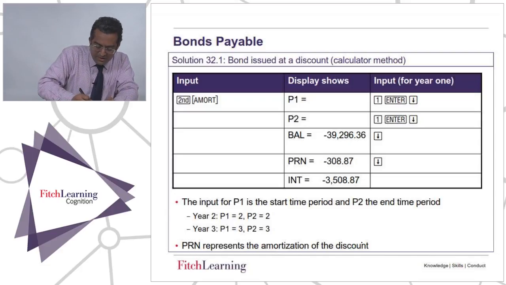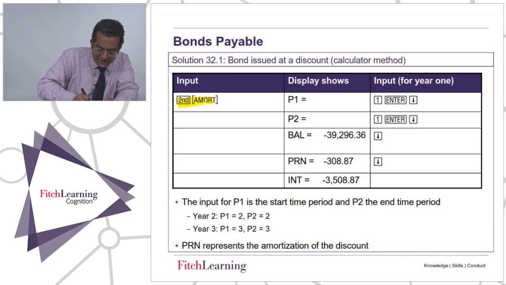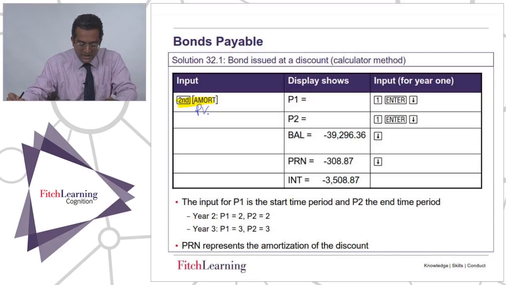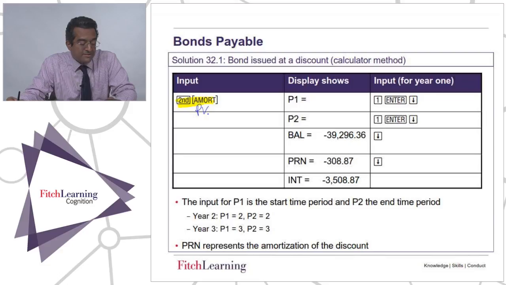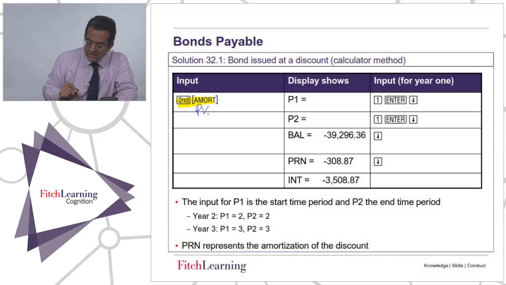Now, if you haven't used this already, this is a good time to practice this. I want you to press the second button and then the button which gives you access to the amortization function, which is the PV button. So second PV, everyone, will give you access to amortization. Now, you must not have cleared any of your data from our example, otherwise we won't have anything to analyze. But if you press second amort, the display shows P1 equals.